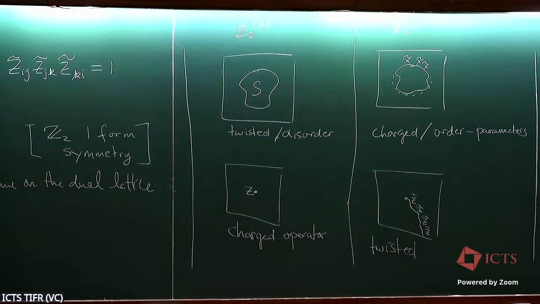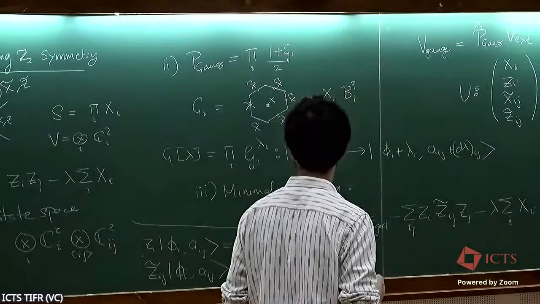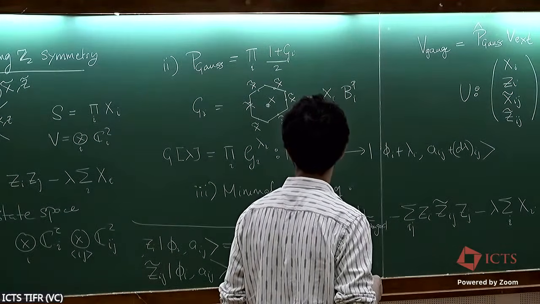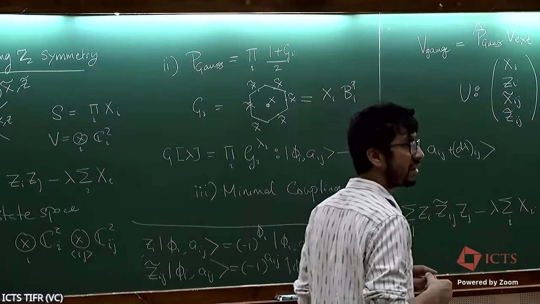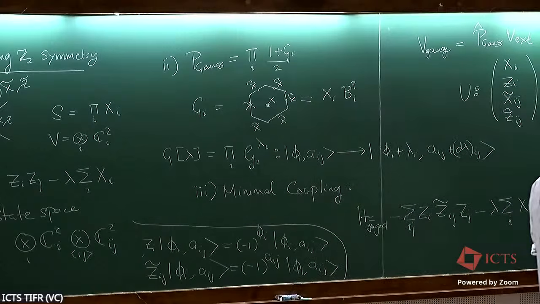So you want to add some kind of field strength. The magnetic field here would be Z tilde. Yes, so I'm imposing a flux-free constraint on the gauge theory.